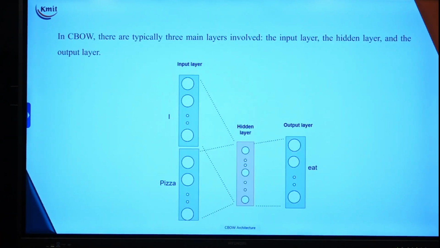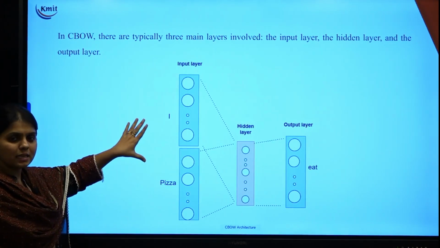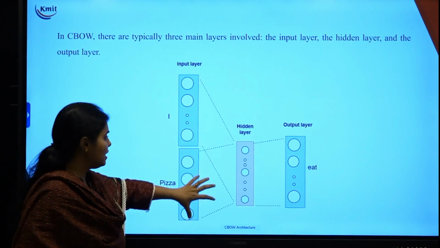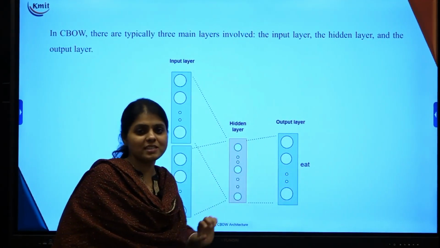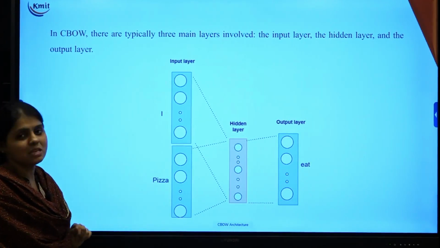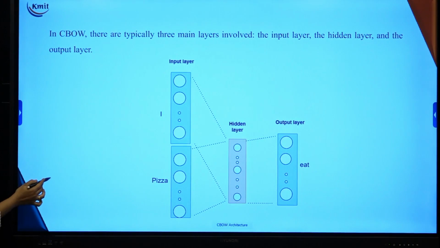Now, when you look at this particular architecture, CBOW typically has 3 layers: input layer, hidden layer and output layer. The input layer processes the words. So, these are the 2 words in the context that I am giving. The hidden layer processes these words with respect to the sentence and gives you the output layer prediction as eat. So, I eat pizza would be the sentence of this particular CBOW model.